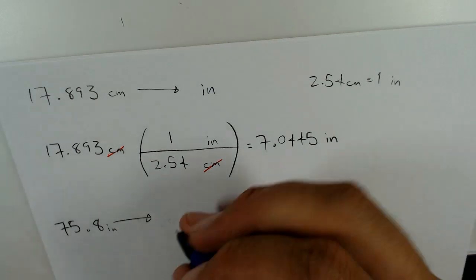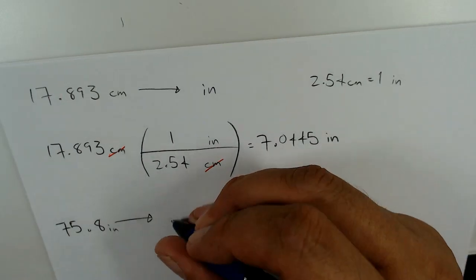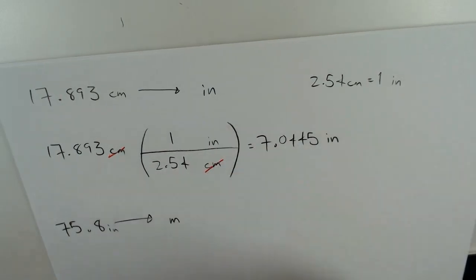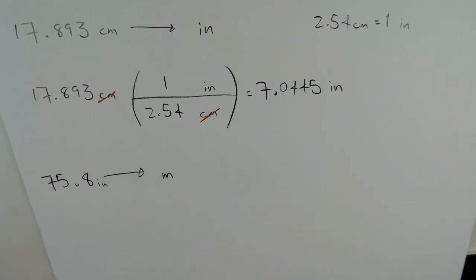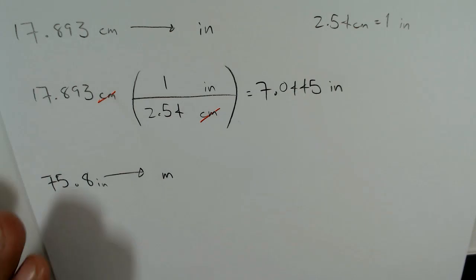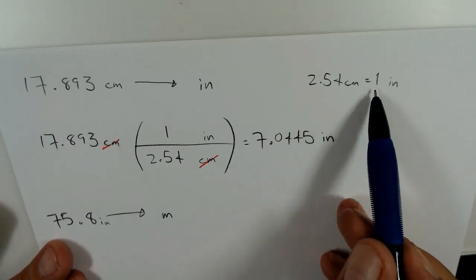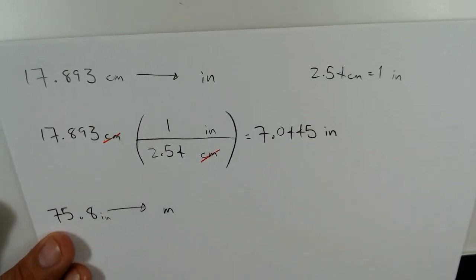Actually, let me go to a different unit here. Let's go to the meter. So this one, we're going to pretend that we don't have the direct conversion. I do believe this is on here, though. Let's pretend we don't have it, and the only one that we have to work with is this one. We can still do this.